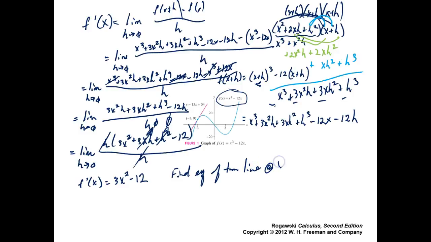at x equal, was it 3 or minus 3? I have a good memory. Minus 3. X equal negative 3. So we want an equation of a tangent line. Anyone remember what that equation of a tangent line looks like? How you get it?